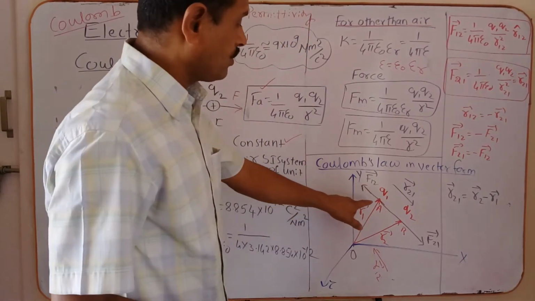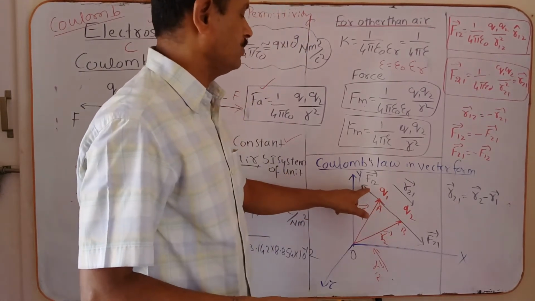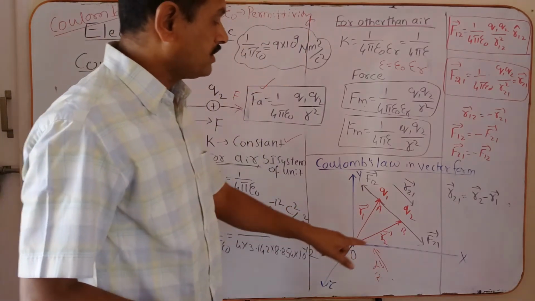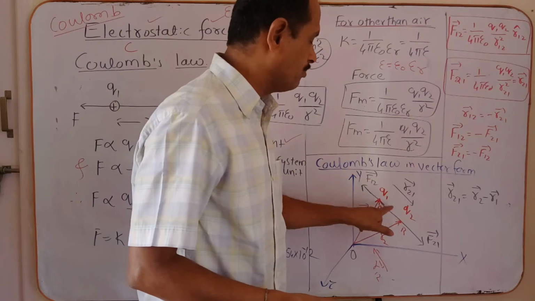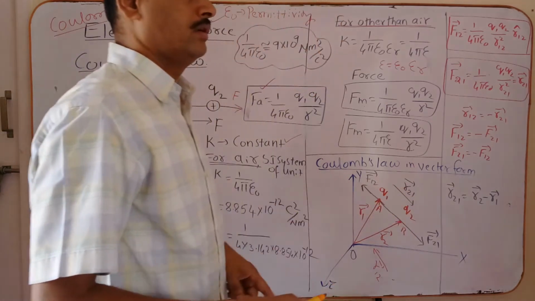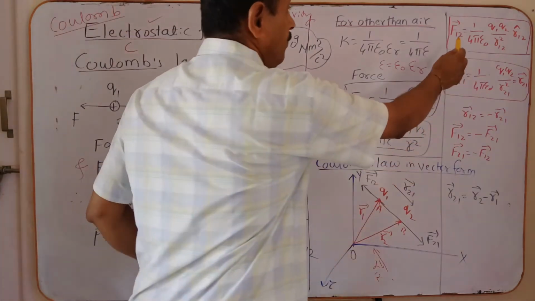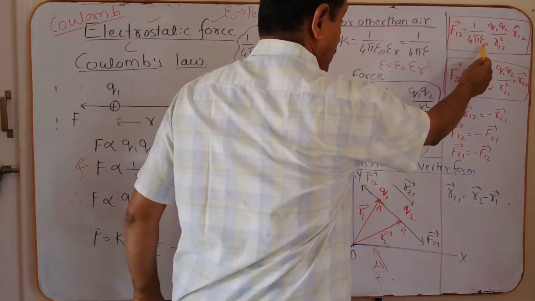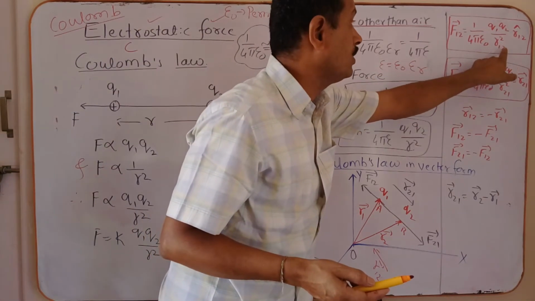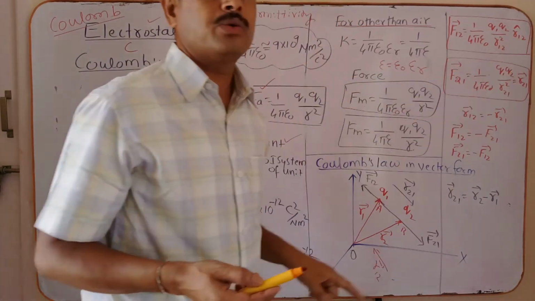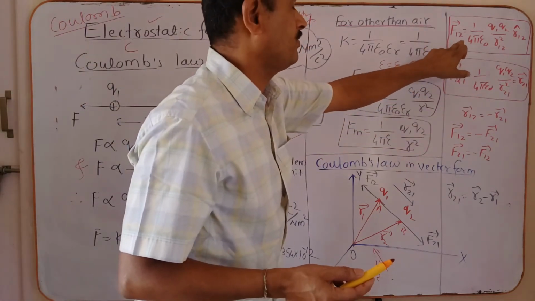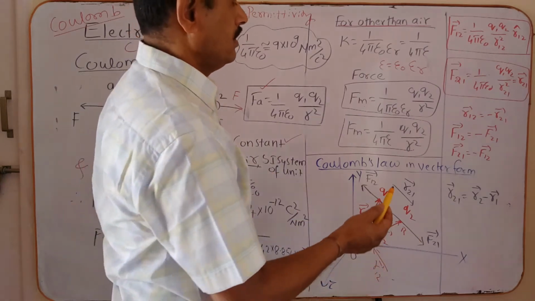When you take the force acting on Q1 by Q2, F12, at that time you take the distance R12. When you take the force acting on Q2 by Q1, at that time you take the distance R21. Now vector F12 is equal to 1 upon 4 pi epsilon naught Q1 into Q2 upon R12 square into R12 cap. It is the vector form, the force between the 2 charges in vector form. That is Coulomb's law.